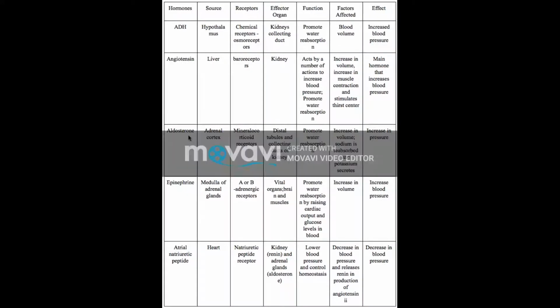Moving on to aldosterone, the next hormone I'm going to talk about. You can pause if you need to read this out specifically. Aldosterone increases blood pressure in response to a decrease in pressure. It targets specifically the kidneys, and it promotes sodium reabsorption, promotes potassium secretion, increases volume, and also increases blood pressure.